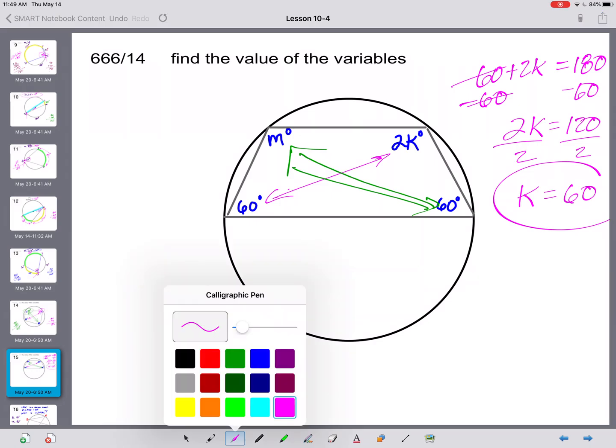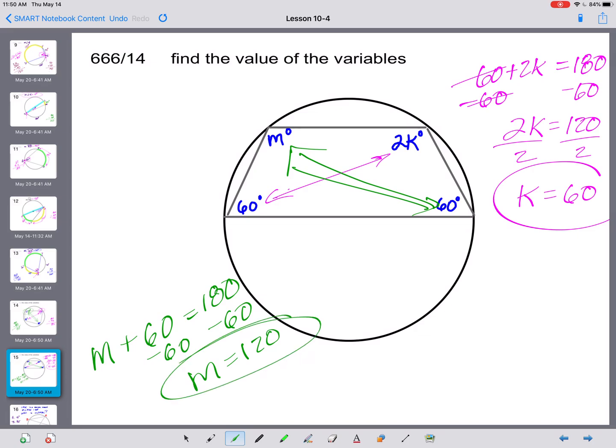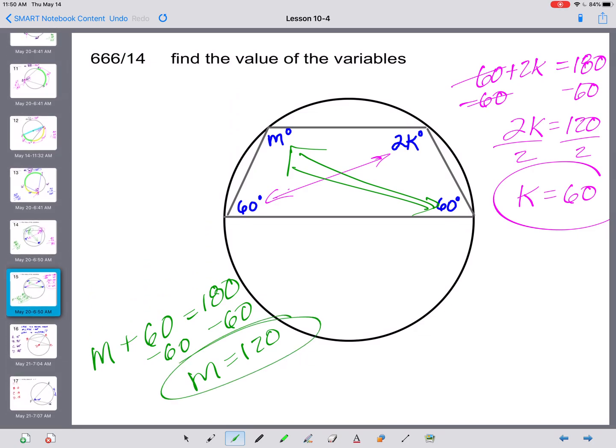How about this one? Here it is in green. M plus 60 equals 180. Now that's easy. Minus a 60 here, minus a 60 here. M equals 120. Boom, that's what they wanted. They wanted the variables.